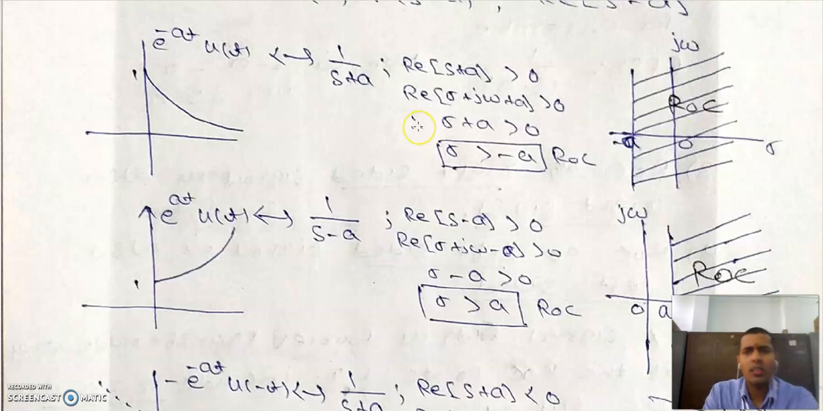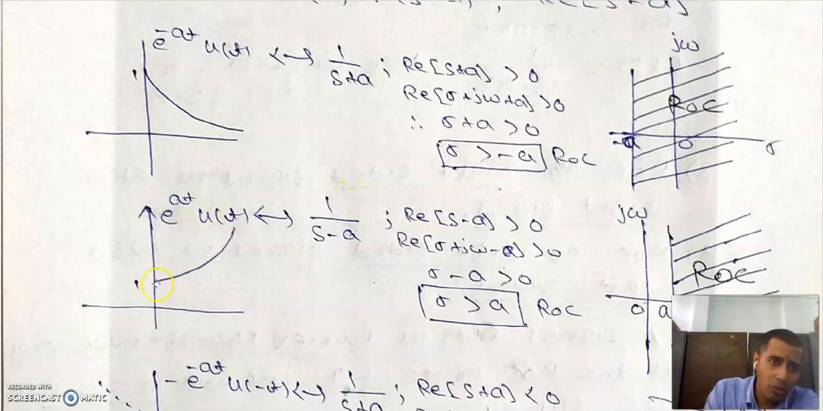One thing we can also find out with the help of ROC: if it is right sided, then it is greater than this one, here is the greater than sign. If s plus a is equal to 0, that is s is equal to minus a, then the real part of s is equal to minus a. Since it is right sided, sigma is greater than minus a. Directly you can find the ROC like that also. Just find the pole. If it is right sided, apply greater than. If it is left sided, then apply less than.